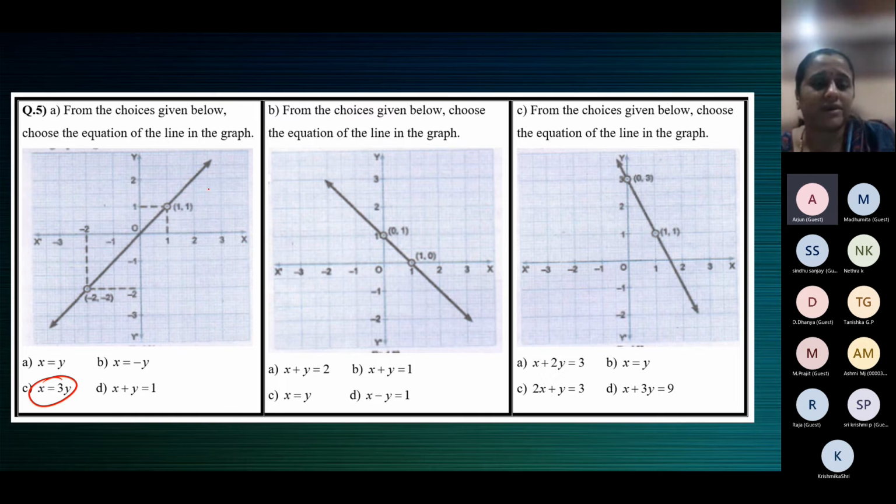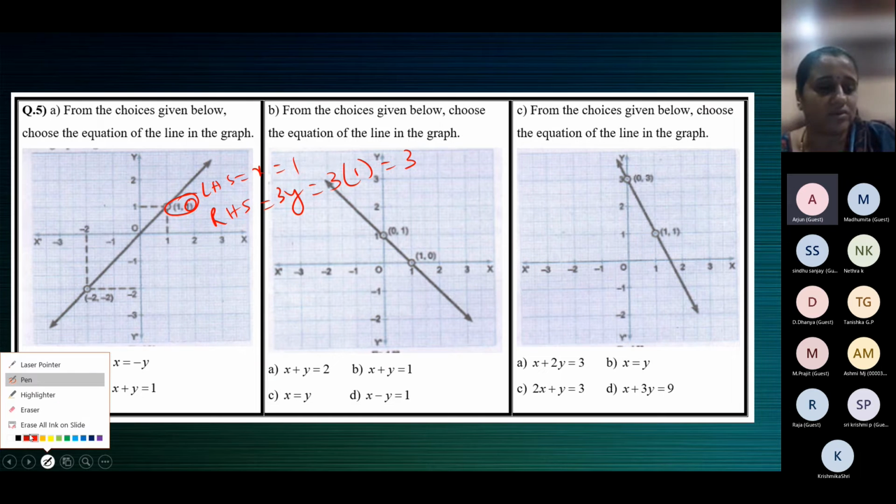All right, so the LHS is x. What is x? It's 1. If you take this point, the RHS is what? 3y. What is 3y? 3 into y. The y value is also 1. 3 into 1, which is 3. Is the LHS equal to the RHS? No. So C is also not a correct option.